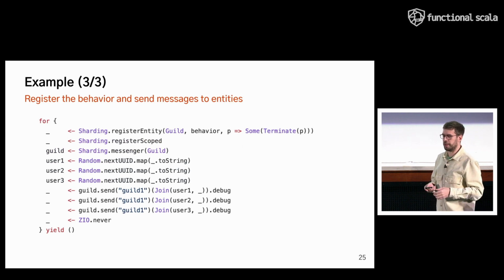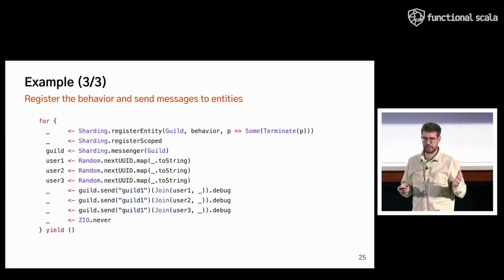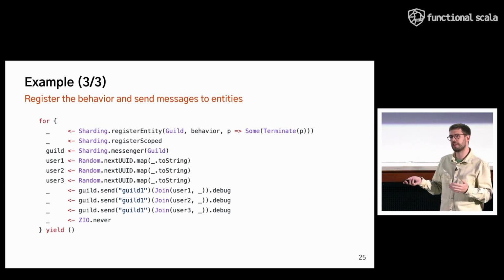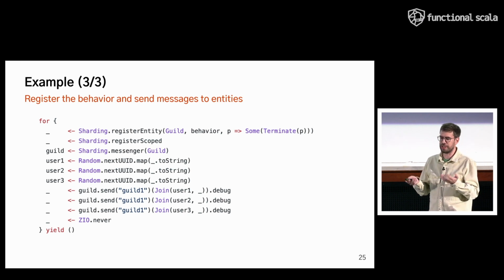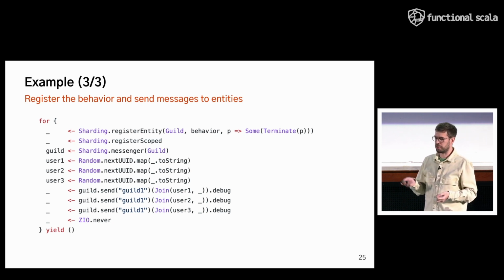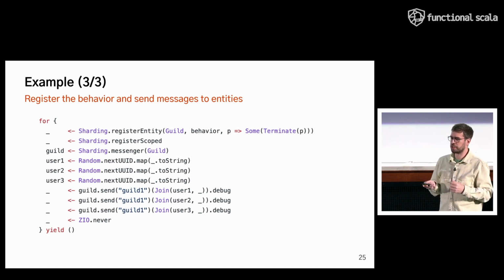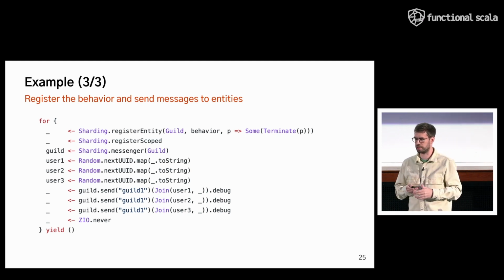And finally, how do you use that? First, you need to register the entity. So you say sharding.registerEntity, which basically says this node is able to run entities of the type guild, and here is my behavior. So here is what you need to start when an entity starts. There is also the terminate message here for a clean stop. If you want to close some things before the entity is stopped, you can handle it that way. And then sharding.registerScoped, or just register, is telling the shard manager this node is able to host entities.